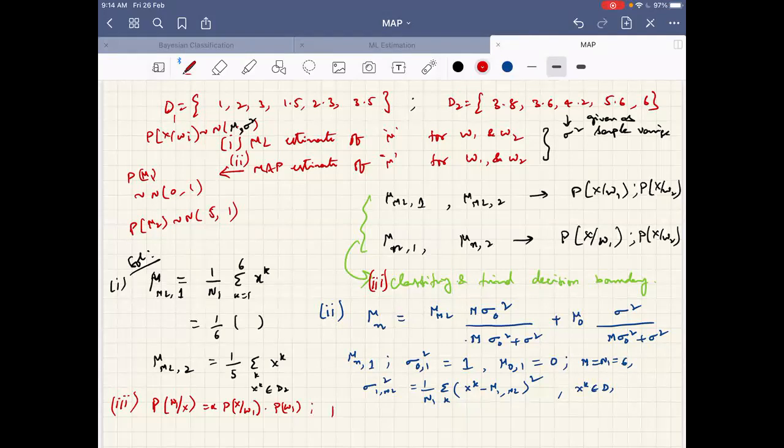No, more specifically, I need how to write P of x given omega 1. I want to explicitly write P of x given omega 1 here. So somebody, can they help me?